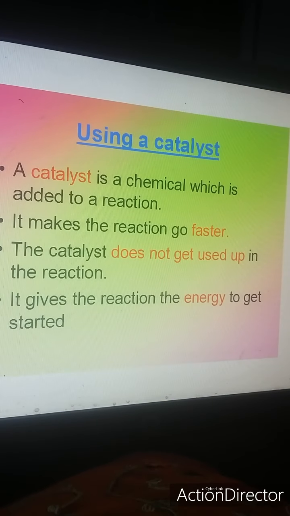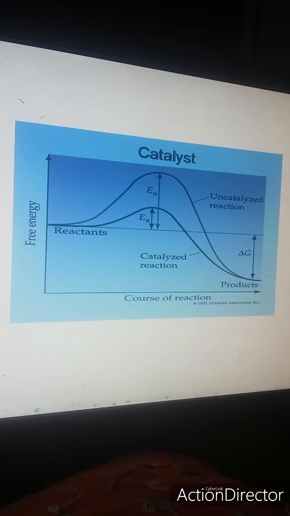Next is the presence of catalyst. Catalysts make the reaction go faster. They themselves do not participate in the reaction, but what they do, this graph will explain. Reactants, when they get converted into product, have to cross the energy barrier. Now, this is the uncatalyzed reaction.